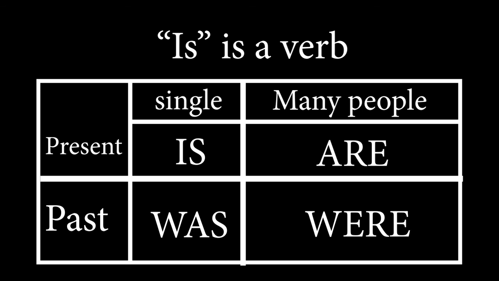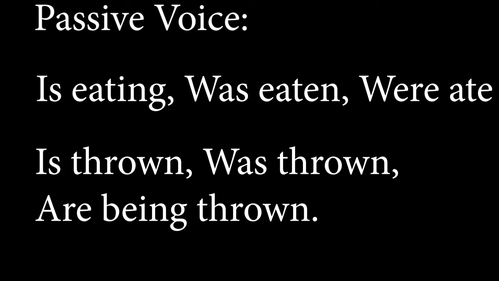So no matter how you write throw and eat, if it has the word is, was, or were in front of it, it's going to be in passive voice. So he is eating, he was eating, they were eating. He is throwing, they were throwing, and he was throwing. All of those verbs are in passive voice.